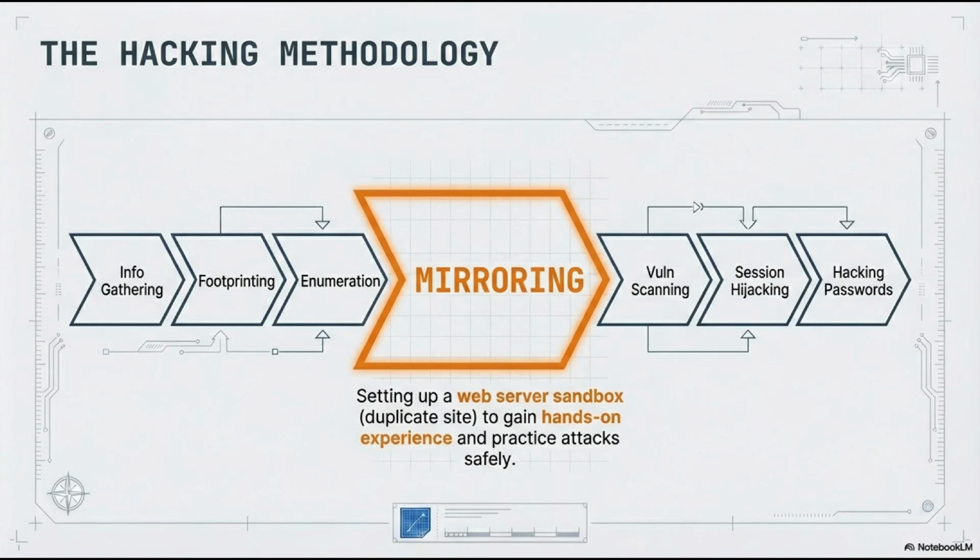Right. So you build a perfect replica of the bank's safe in your own garage. You mirror the site, you download the whole thing to your offline laptop. Now you can hammer away at it all day, test all your exploits, and find the weak spots completely safely without ever alerting the real target's security systems. That makes total sense. You practice the heist on a replica before you go rob the real vault. Exactly. It allows for critical hands-on experience and safe practice.